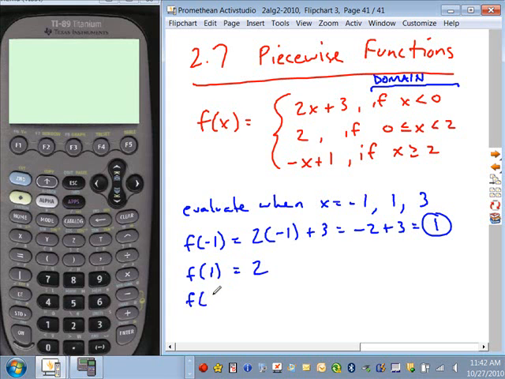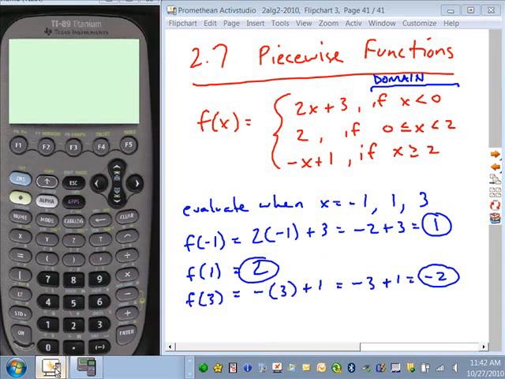And then finally we test f of 3. Where is 3 going to fall, the top, middle, or bottom equation? Bottom equation. So you'll plug that in, replacing your placeholder with the constant 3. And so you get -3 plus 1, which gives you an overall value of -2.